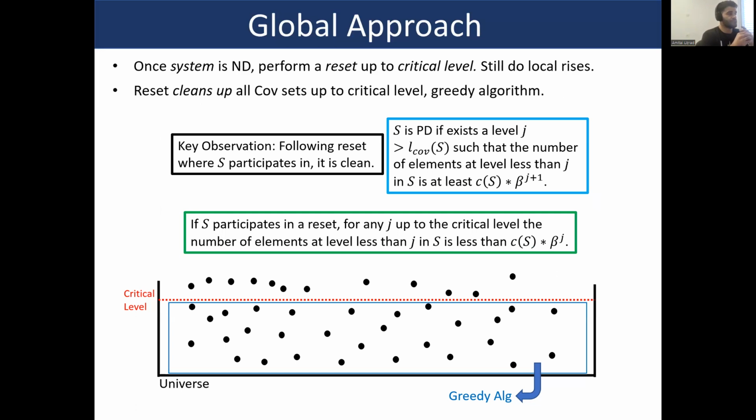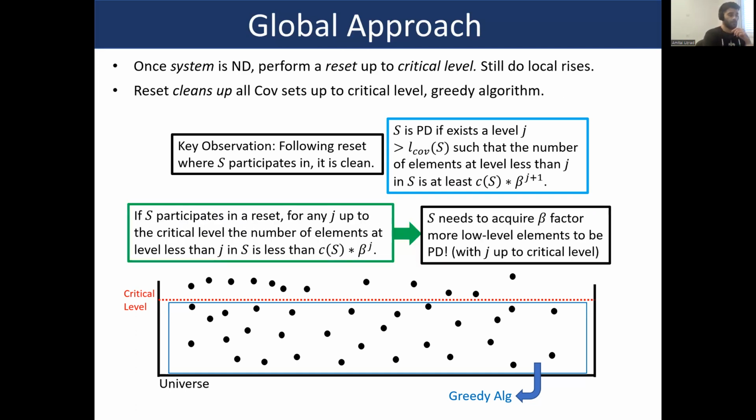Now, another observation is that if S participates in a reset, meaning it was in the subfamily of the greedy algorithm, then for any J up to the critical level, the number of elements at level less than J in S is less than CS times beta to the power of J. That means that S needs to acquire a beta factor more new low-level elements to be PD since the last time it did a reset.